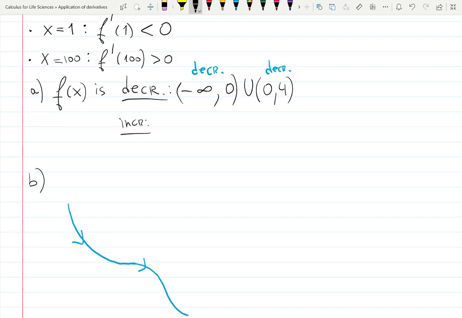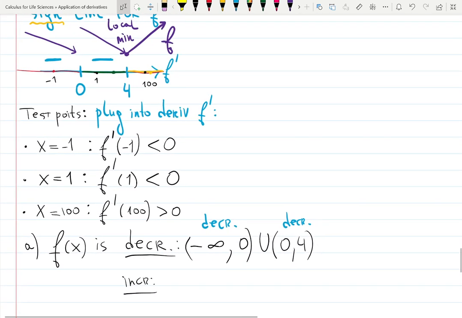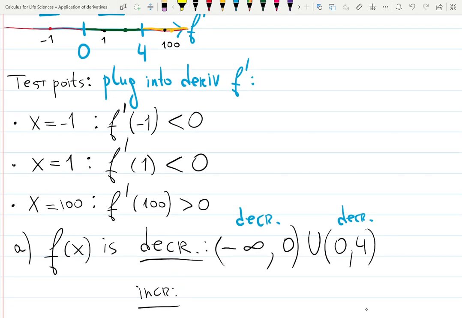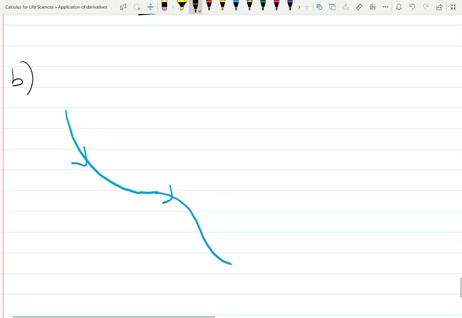Now, where does it increase? From 4 to infinity. Great job. From 4 to infinity, the derivative was positive. Just like here, at 0 the graph stopped, but then kept decreasing. But then at 4, it decided, let's increase. And that is the sketch of the graph.